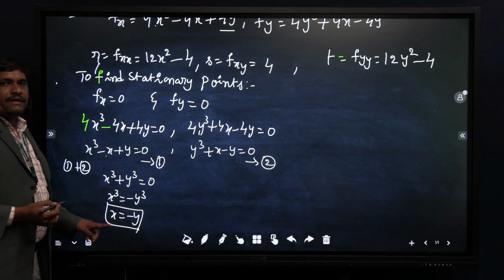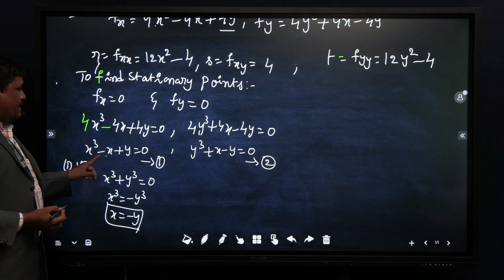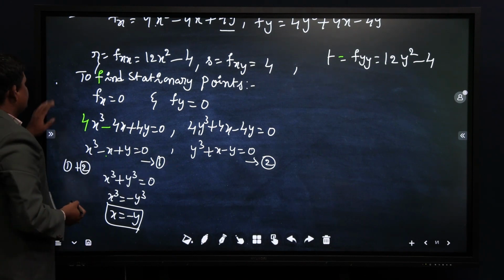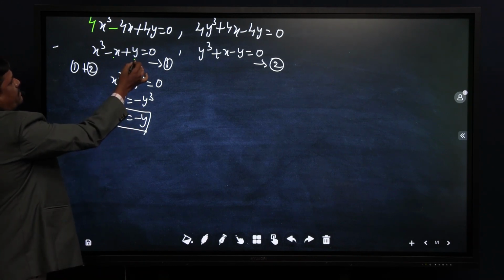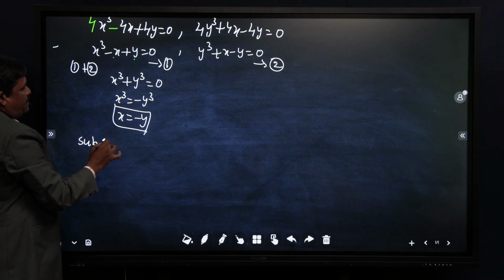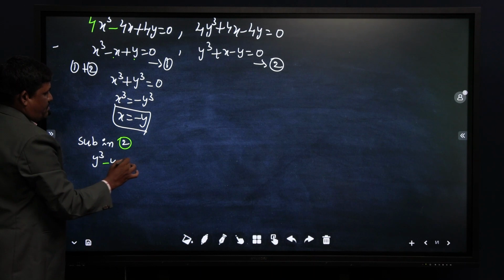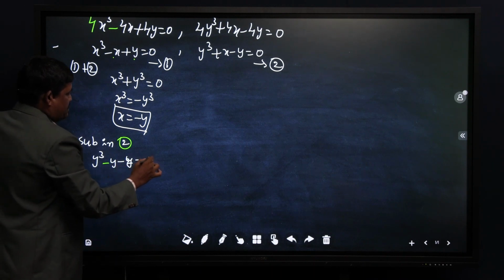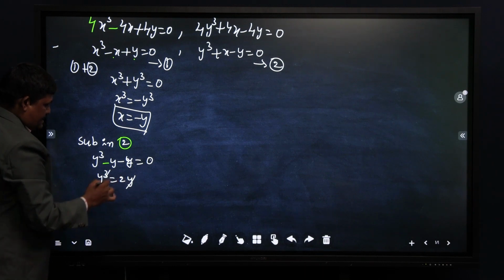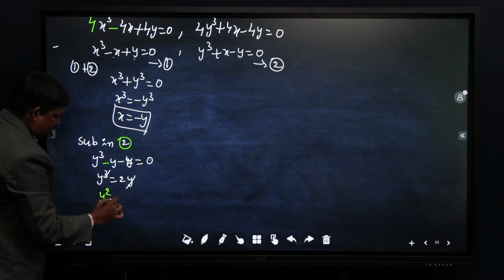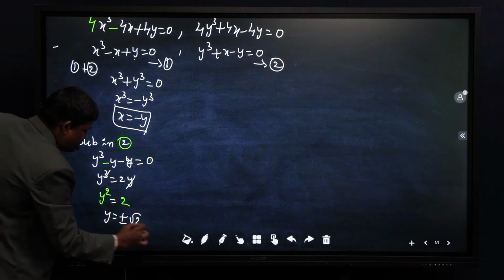This x is equal to minus y, substitute in any one of these equations 1 and 2. I am substituting in equation 1. We get x is minus y, or y is equal to minus x. You can do that. Substitute in 2. We get y cube minus 2y is equal to 0. Then y cube is equal to 2y. Cancel one y, and y square is equal to 2. Then y is equal to plus or minus square root 2.